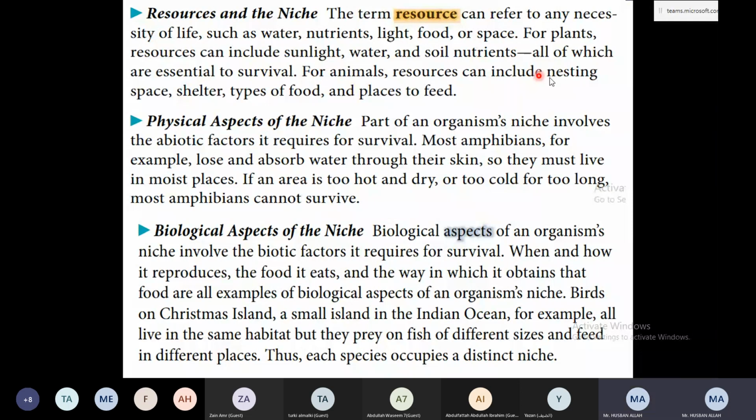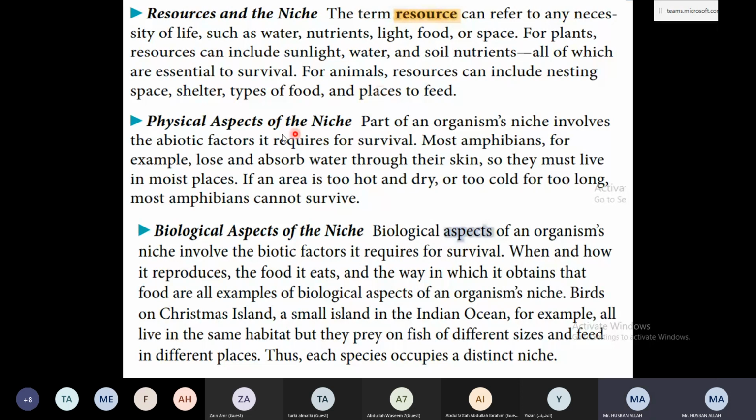For animals, resources can include nesting, meaning space to live, shelter, types of food, and a place to feed. So for living things, for organisms, they need food and they need shelter. Food contains the requirements of life, the types of food, and shelter contains the place where they are going to feed. So these are the resources which are required for your life.